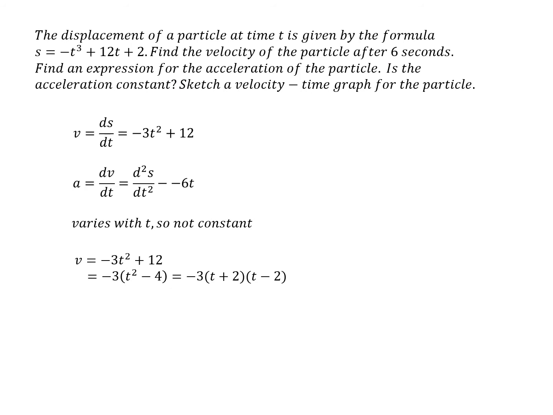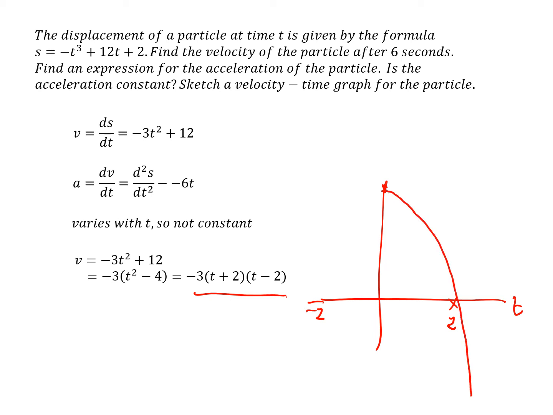When we factorize our expression for velocity, we get this here, which tells us that this is an inverted parabola and passes through the t-axis at 2 and minus 2, and when t is 0, the velocity is 12. So we've got something that looks like this.